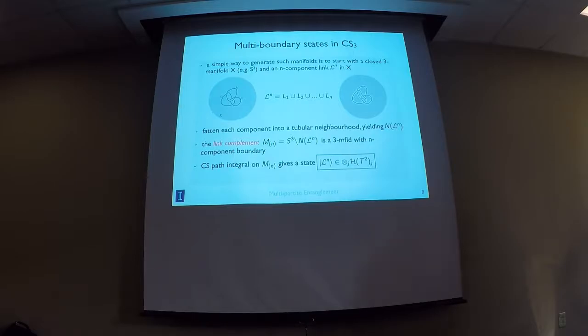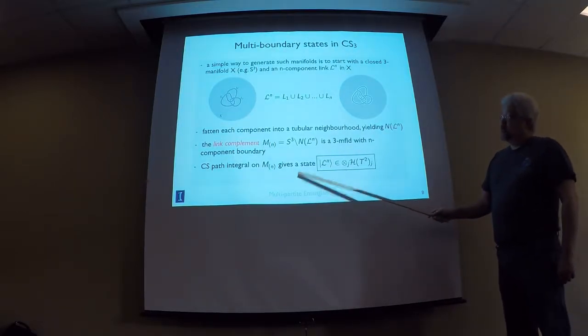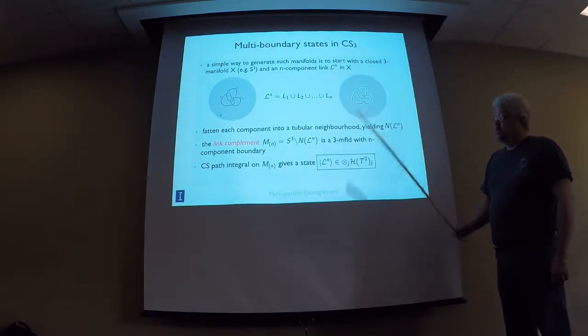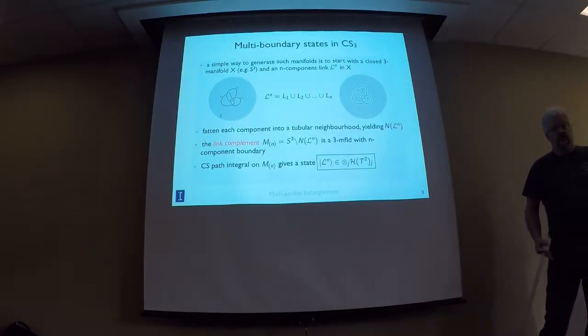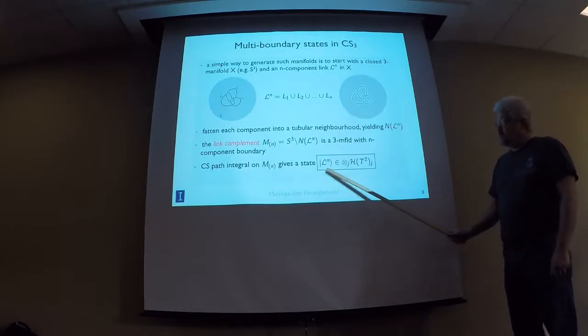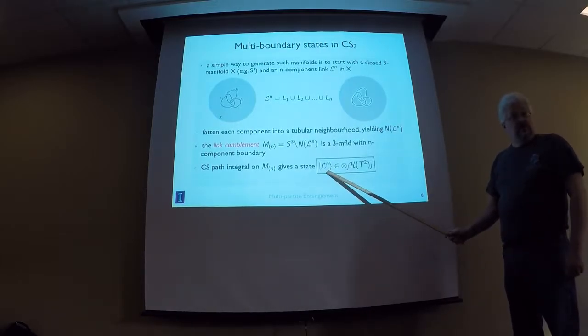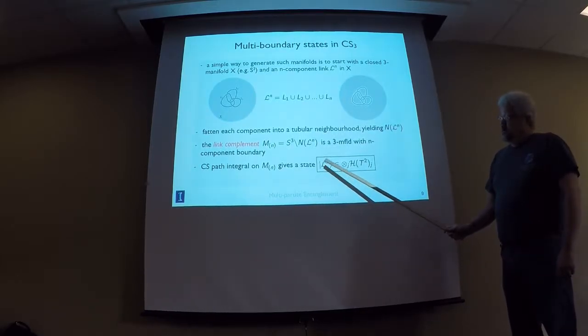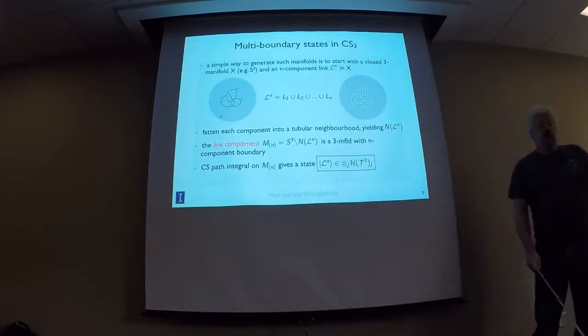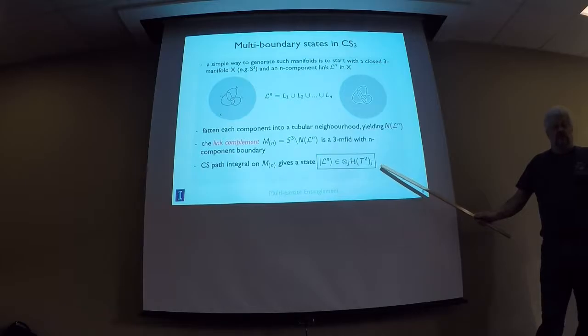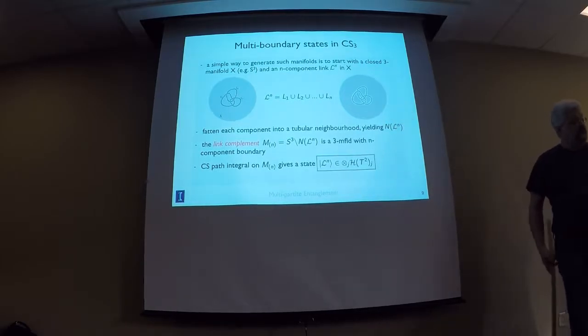Now, if I do the Chern-Simons path integral on that link complement, a 3-manifold with boundary, I'm going to generate a state. I'll call that state the ket L_n. And as I said, you can think about that as living in the tensor product of the torus Hilbert space, one for each of the components of the link.